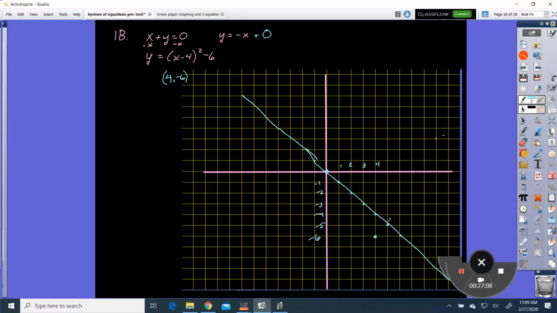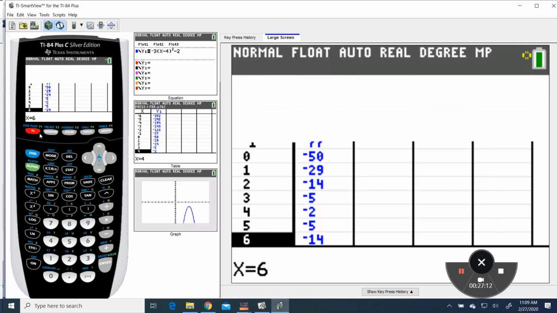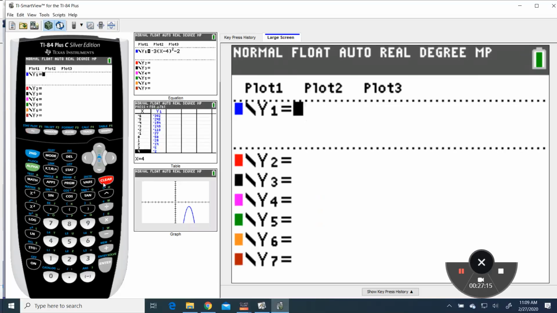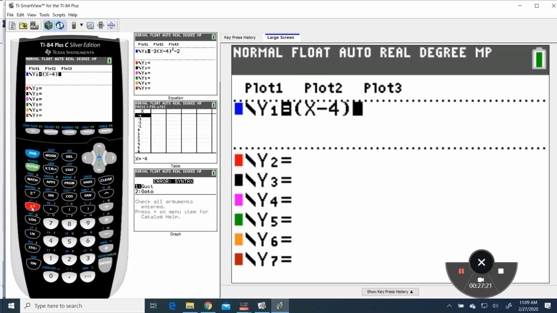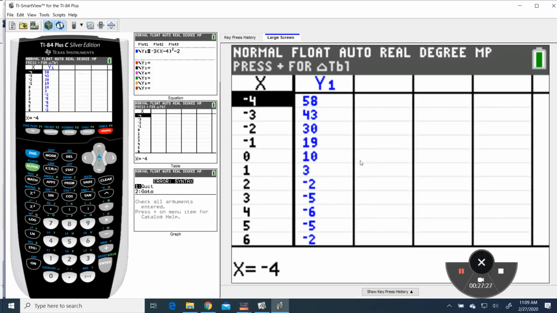Okay, so now if I go to my calculator, I can type this in. (X - 4) squared minus 6. Second graph, it's going to give me my table. So I see right here is where my numbers start mirroring each other.